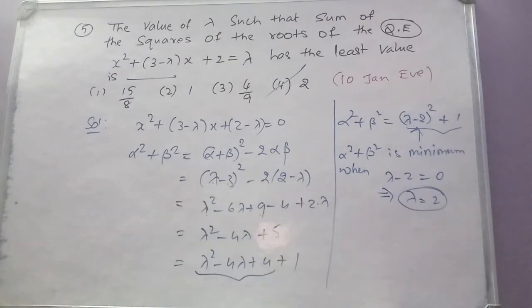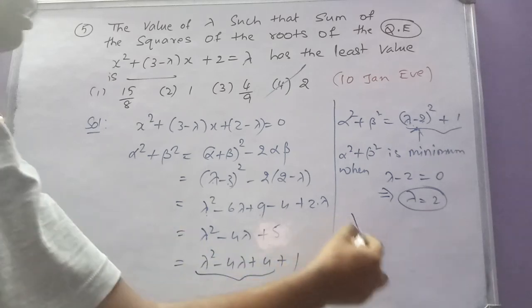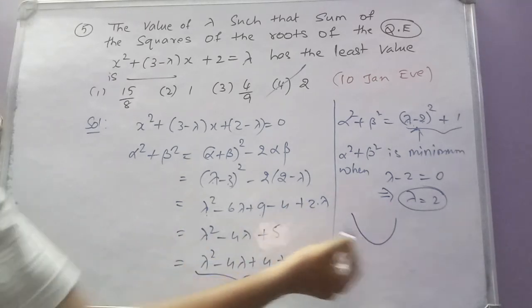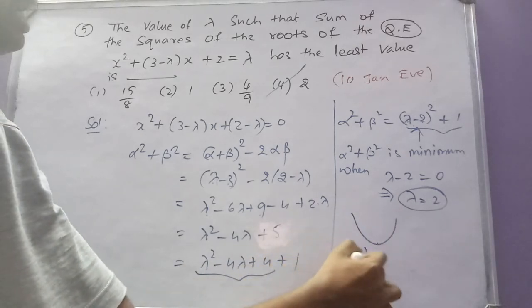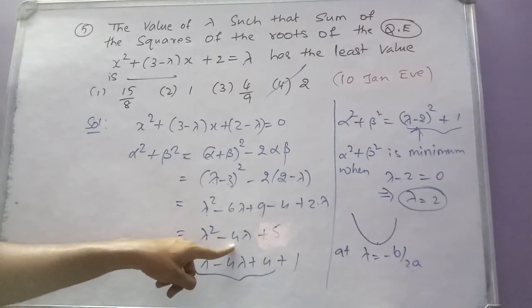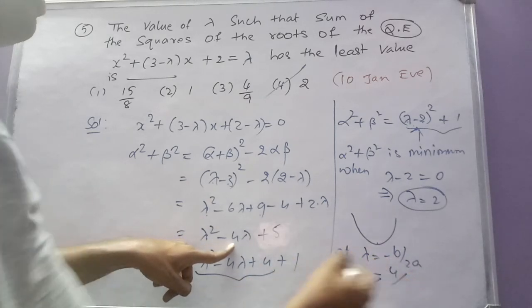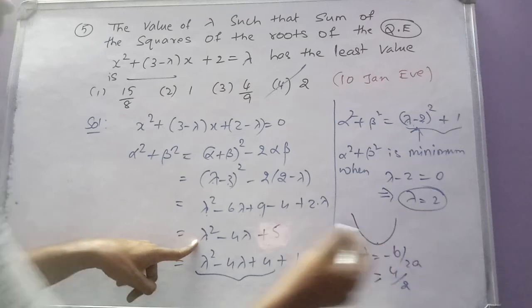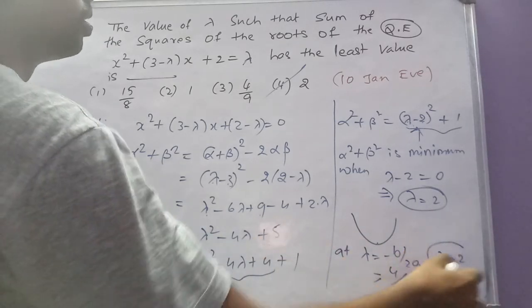So it is 2. Or else you can use the direct formula for any quadratic expression. It is an upward parabola, right? If it is an upward parabola, it will have a minimum value, and it is minimum at lambda equal to minus b by 2a. So minus b means minus of minus 4, that is plus 4, divided by 2a, which is 2 ones are 2. So again you got the same answer. Lambda is equal to 2.